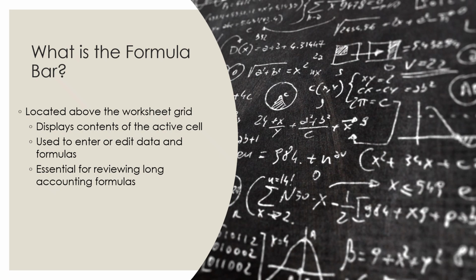Now let's understand what the formula bar actually is. The formula bar is located above the worksheet grid. Whenever you click on any cell, the formula bar shows the content of that cell. If the cell contains a number, it will display the number. If it contains text, it will show the text. If it contains a formula, it will display the full formula, even if the cell only shows the result.